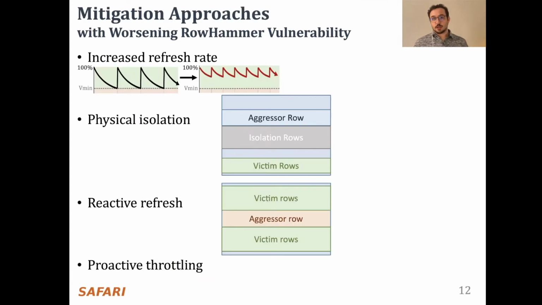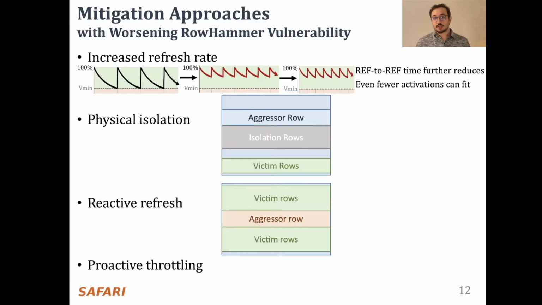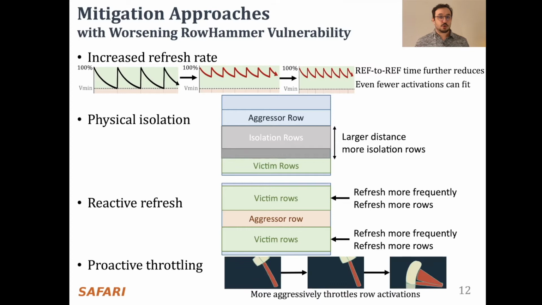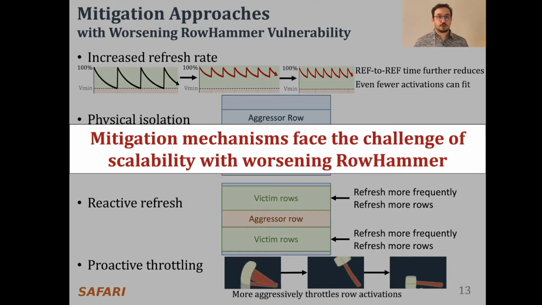As DRAM chips become more vulnerable to RowHammer, increased refresh rate requires refreshing all rows more frequently, and it is not sustainable due to the large number of rows that need to be refreshed. Physical isolation requires allocating more isolation rows. Reactive refresh needs refreshing more potential victim rows more frequently. And proactive throttling slows down the system further. Therefore, scalability with worsening RowHammer vulnerability is a significant challenge for all mitigation approaches.